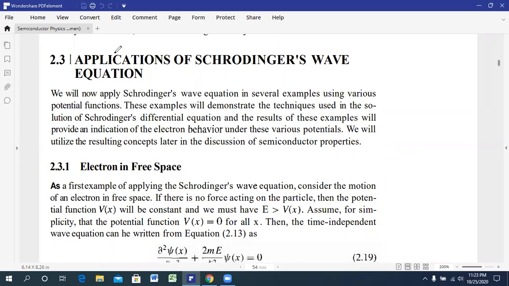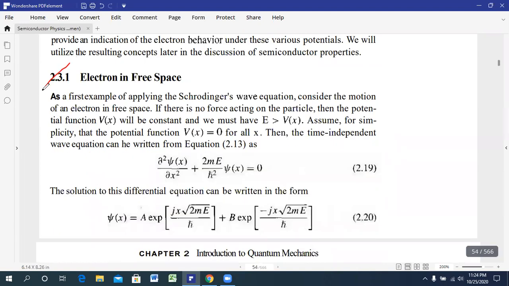Bismillahirrahmanirrahim. So, this is the sixth lecture, and today we will start from article number 2.3. That one is the applications of Schrodinger's wave equations. We know that using the Schrodinger's wave equations, we can solve various problems related to potential functions. So, let's start from article number 2.3.1. That one is electron in free space.